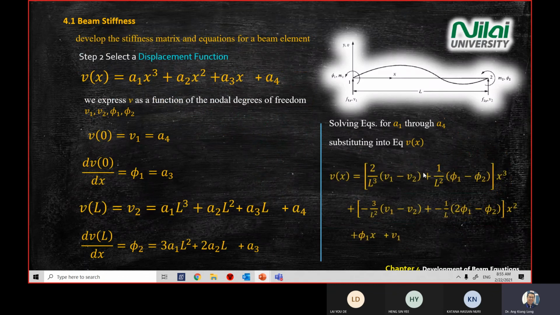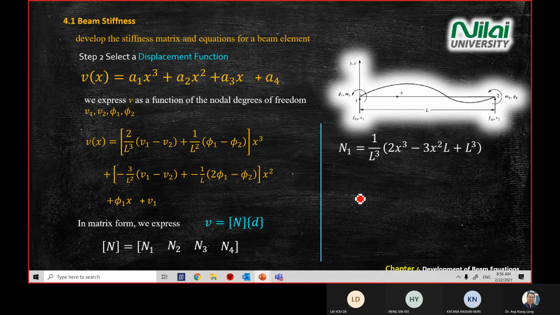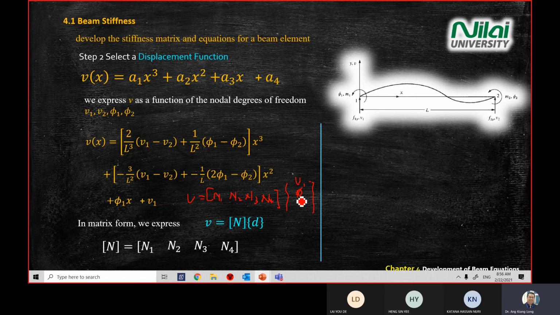So again, at this stage, before we go for a break, at this moment you should know what the shape function is and why your shape function has n1, n2, n3, and n4. Let me write here again. You know that you have N1, N2, N3, N4. And you know that your displacement D here, you have V1, rotation 1, V2, rotation number 2.